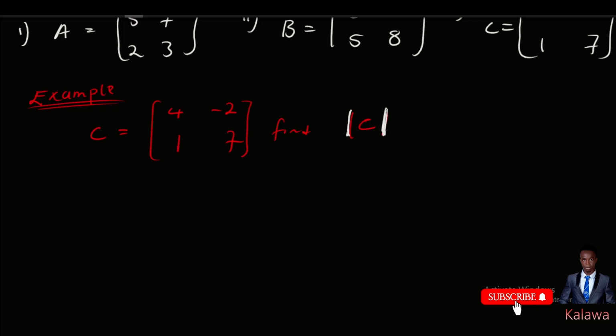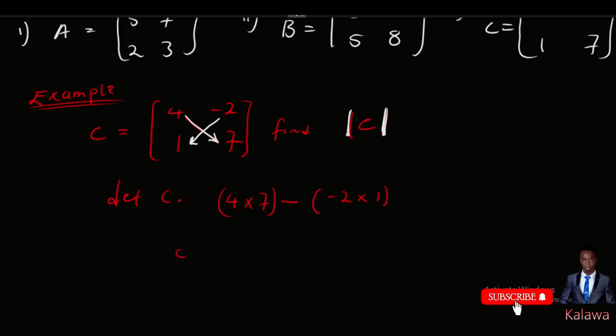So in this case, the determinant of C is going to be, remember I said we are going to multiply the corresponding elements, so we are going to multiply 4 by 7 minus, and then minus 2 multiplied by 1. So that's the formula. So this is 4 multiplied by 7 minus minus 2 times 1.